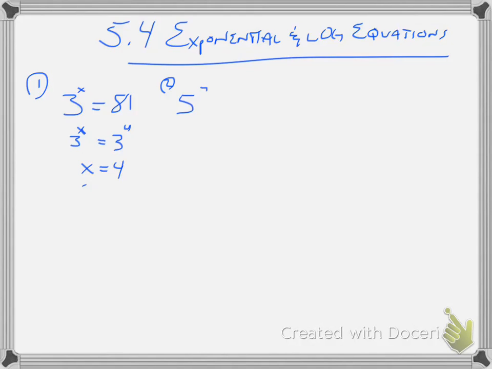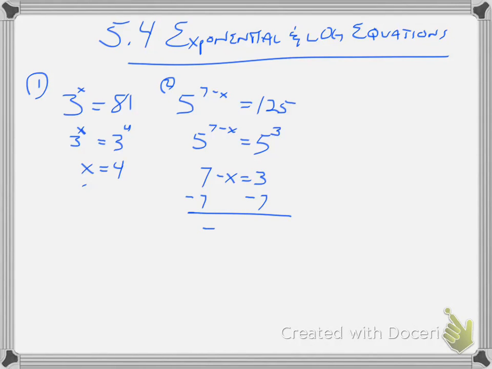So here's another one. 5 raised to the 7 minus x is equal to 125. And because I have 125 and I need it as a base of 5, I can write that as 5 raised to the 3rd. So then 5 raised to the 7 minus x is equal to 5 raised to the 3rd. So 7 minus x is equal to 3. And then I can solve for x, subtract 7, divide by negative 1, and x is equal to 4.